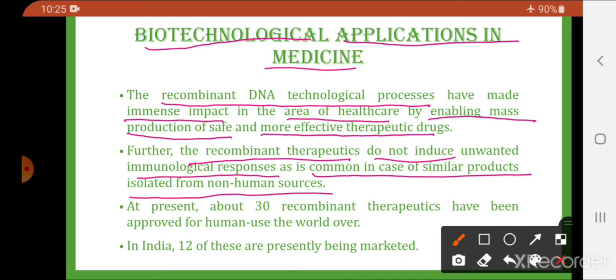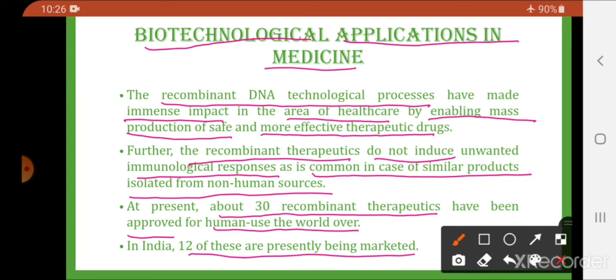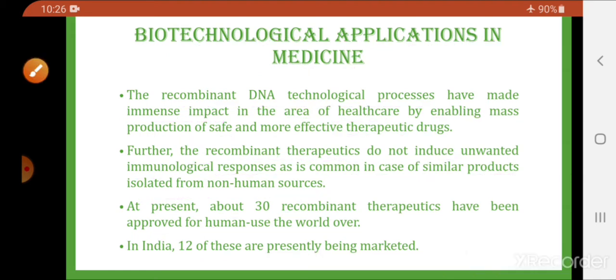The unwanted immunological responses will not be generated as they were in case of the non-human sources. At present, about 30 recombinant therapeutics have been approved for human use the world over. So till now, 30 recombinant therapeutics have been approved. In India, 12 of these are presently being marketed. So all over the world 30 recombinant therapeutics have been approved, and of these, 12 are being marketed in our country.